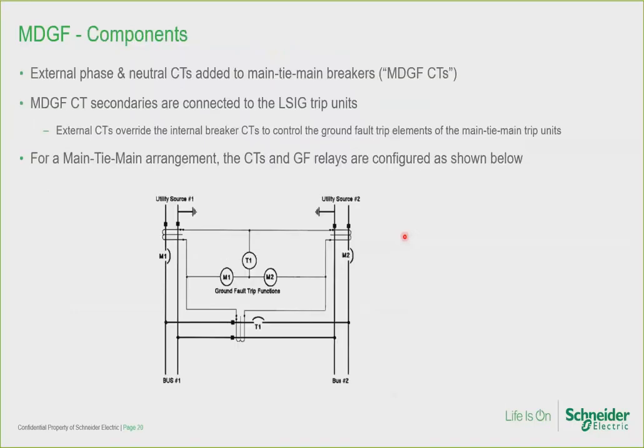The following components make up the MDGF system. An external set of phase and neutral CTs are added to each main and tiebreaker, shown here. Shown here as one zero sequence CT, but it's really 4 CTs: 3 phase CTs and a neutral CT. The secondary windings of these CTs are connected to the LSIG trip units of each main and tiebreaker.